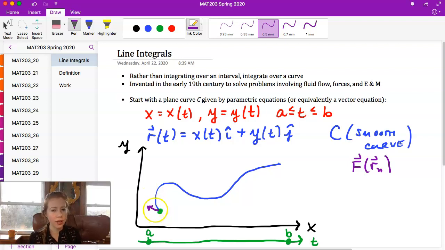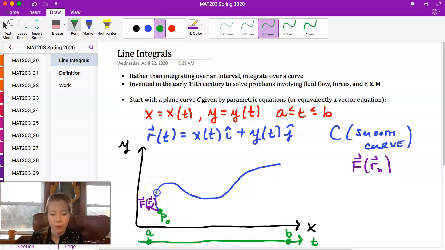So the dot product between our force field and our direction that we're trying to travel. And so this is going to be our field at our initial position. And our initial position will be denoted by P naught. So that's at time A.